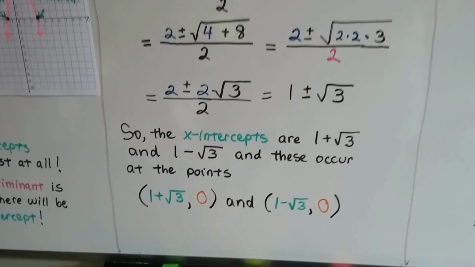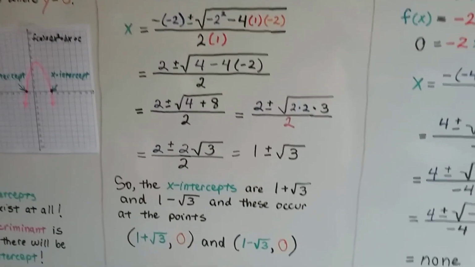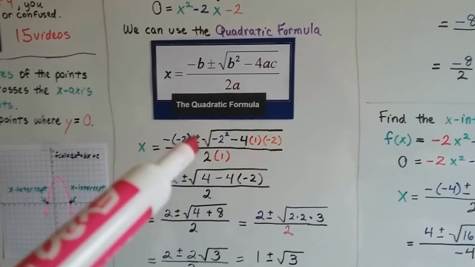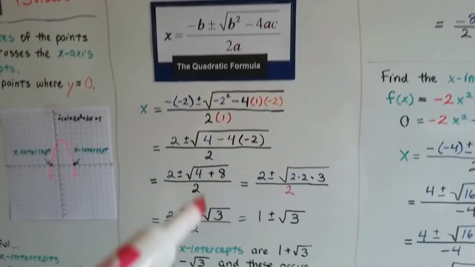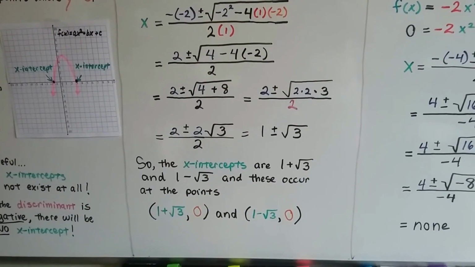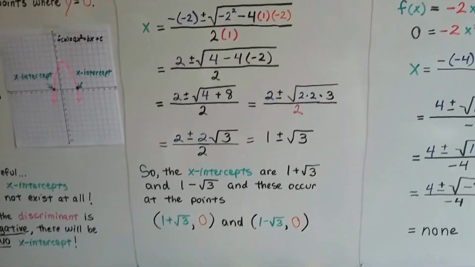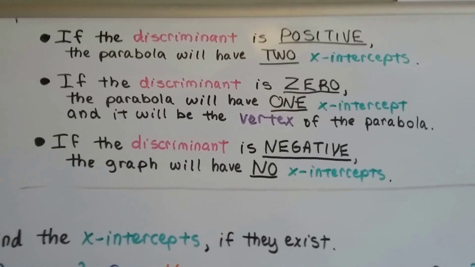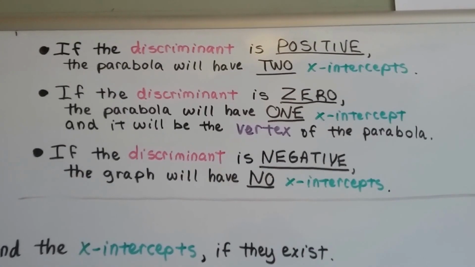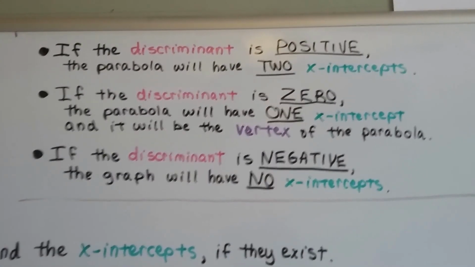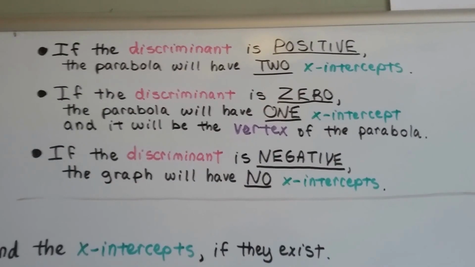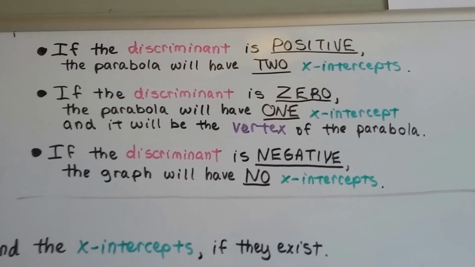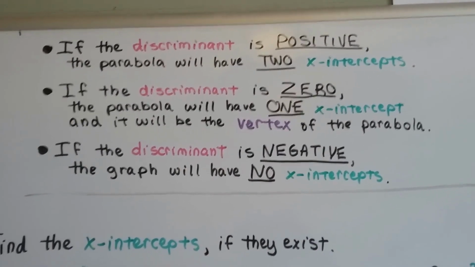See how we did that? So all we needed to do was to put our a, b, c values into this quadratic formula, solve it, and we saw where our x-intercepts were, okay? So as we said in the last video, if the discriminant is positive, the parabola is going to have two x-intercepts, and if the discriminant is 0, the parabola will have one x-intercept, and it'll be at the vertex of the parabola. If the discriminant is negative, it's not going to have any x-intercepts.